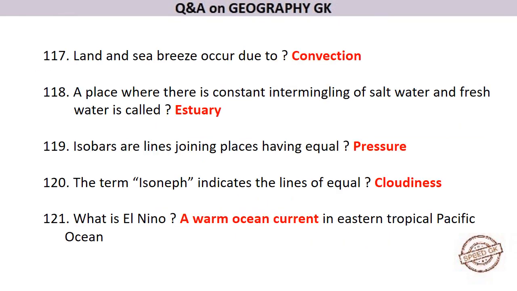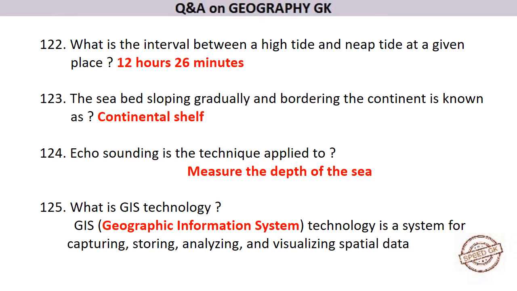Land and sea breeze occur due to convection. A place where there is constant intermingling of salt water and fresh water is called estuary. Isobars are lines joining places having equal pressure. The term isoneph indicates the lines of equal cloudiness. What is El Nino? A warm ocean current in eastern tropical Pacific Ocean. What is the interval between a high tide and neap tide at a given place? 12 hours 26 minutes. The seabed sloping gradually and bordering the continent is known as continental shelf. Echo sounding is the technique applied to measure the depth of the sea.